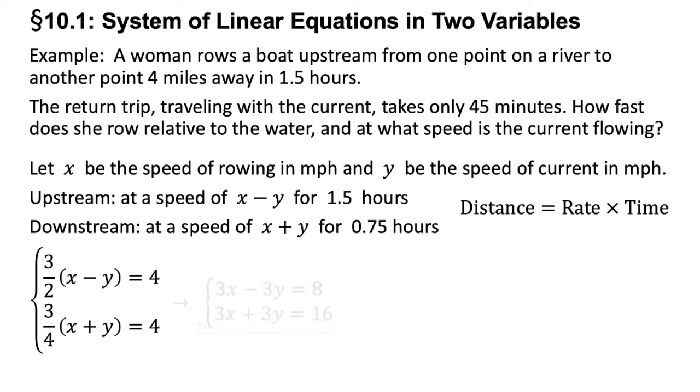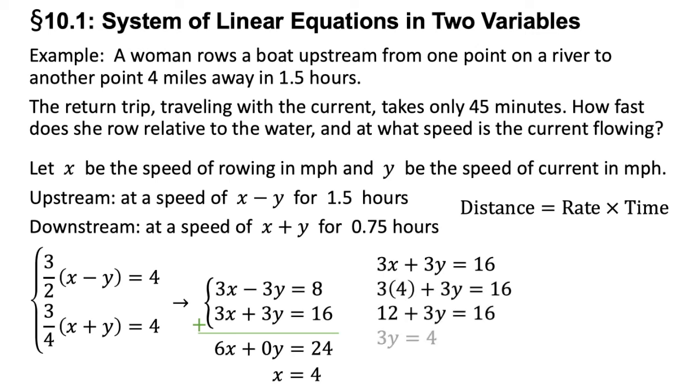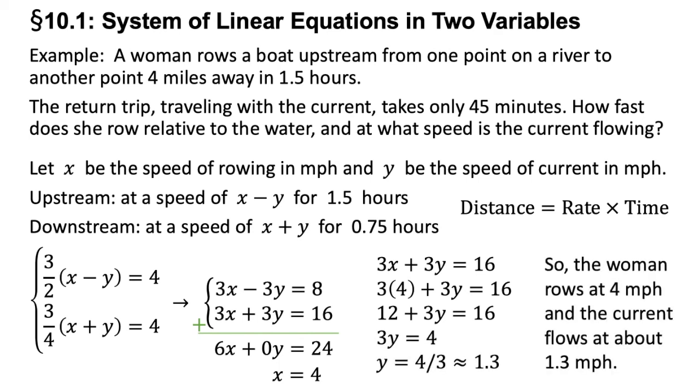By multiplying the first equation by 2 and the second equation by 4, we get a new system. And by adding these equations, we eliminate y variable and solve for x. Now by substituting 4 for x into any of the equations, we can solve for y to get y equal 4/3, which is approximately 1.3. So the woman rows at 4 miles per hour and the current flows at 1.3 miles per hour.